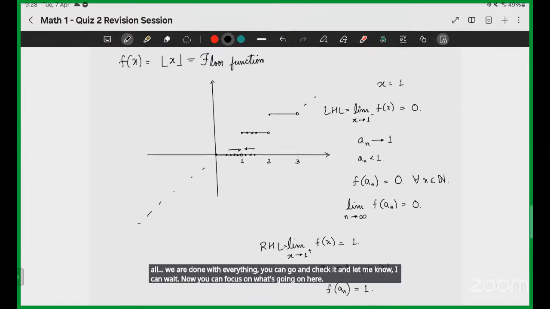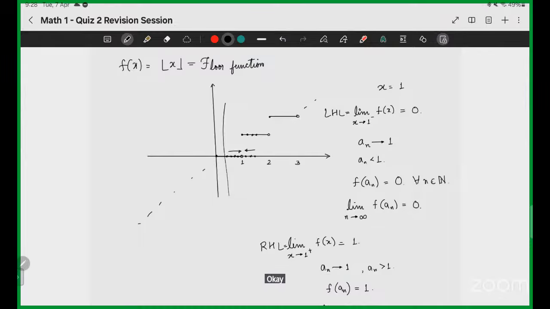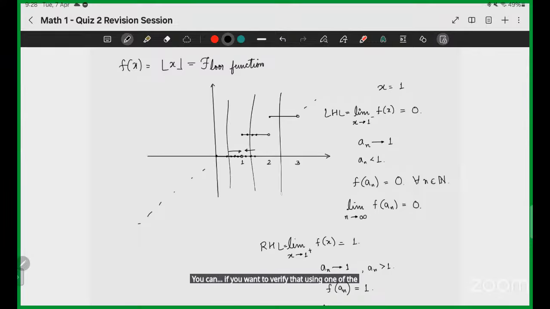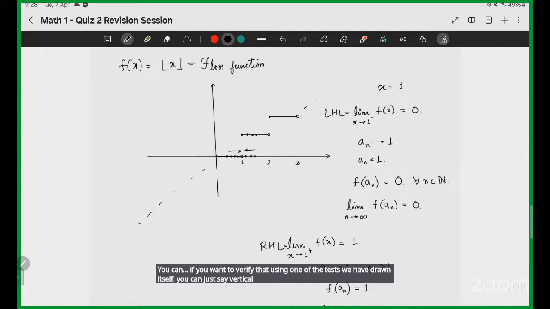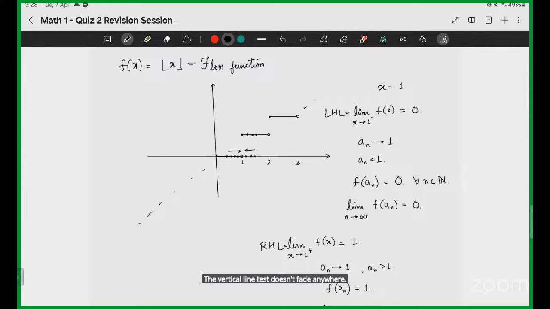But this is a function. If you want to verify that using one of the tests we have drawn, you can just say vertical line test, and it's a function, right? This is a graph, and the vertical line test doesn't fail anywhere. Maybe you are referring to a curve. A curve is sometimes used for things without breaks and corners, but that was written in polynomial functions. They do not have sharp corners and they do not have any breaks. Yeah, this is not a polynomial function.